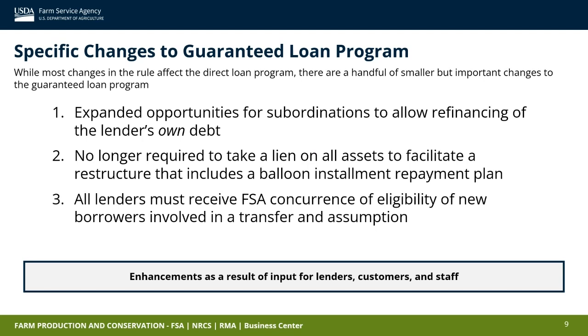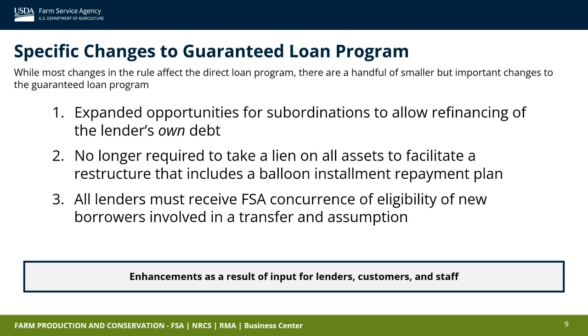So this should expand those opportunities for you to restructure loans that are in distress, and all options will be on the table for a customer, including a balloon if you all deem that necessary. You won't have to avoid that option, or the customer won't want to avoid that option, just on the basis that they might have to put a lien on all assets because the FSA regulations would require it. So some important flexibilities there to give options for folks to be successful in-house with their existing lenders.